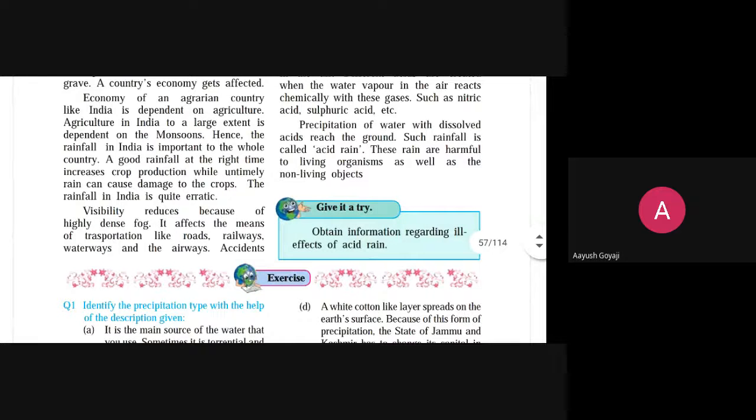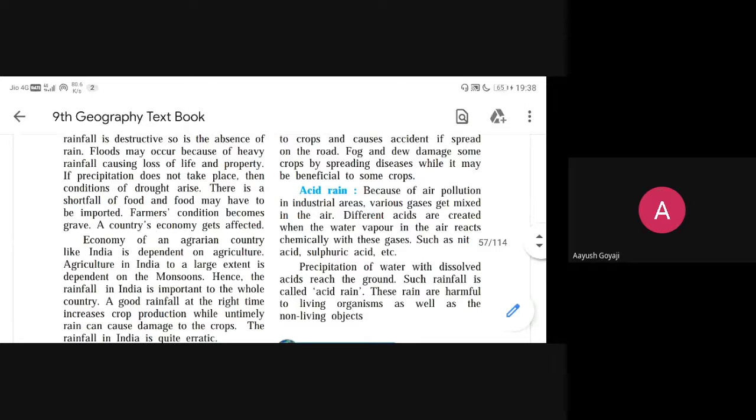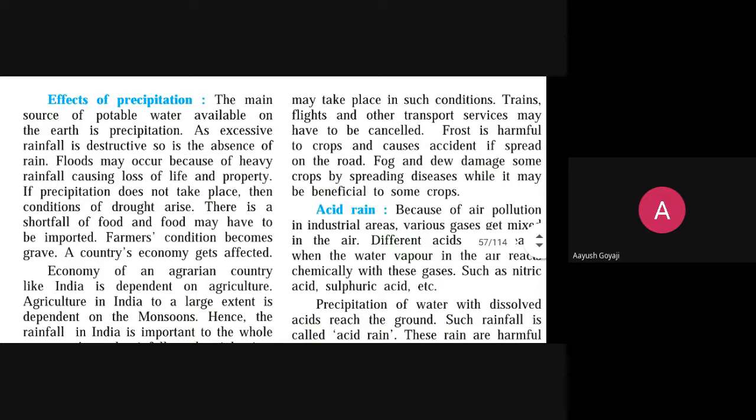So guys, now effects of precipitation. What are the effects of precipitation? Let's see. The main source of potable water available on the earth is precipitation. ओके, म्हणजे पिण्यायोग्य पाण्याचा पृथ्वीवर जे काही पिण्यायोग्य पाणी अवेलेबल आहे, तर त्याचा मुख्य स्रोत किंवा त्याचा मुख्य सोर्स हा प्रिसिपिटेशन आहे.